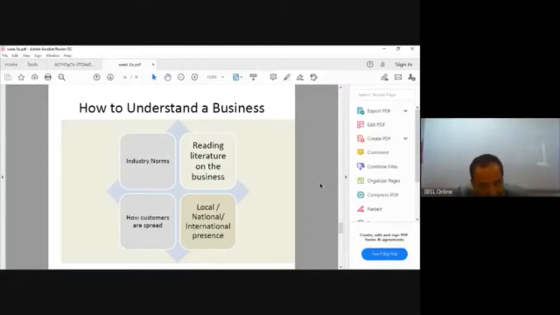Somebody who is a lending officer, who is convinced of lending to a customer and is preparing a proposal, needs to read a lot of literature on the particular business. How the business started, what is the business model, what they are currently doing, what the product range is, how they have improved. You need to understand that. And how is their presence, whether it is local, national or international, and in which countries they are present, right? That gives a lot of idea.